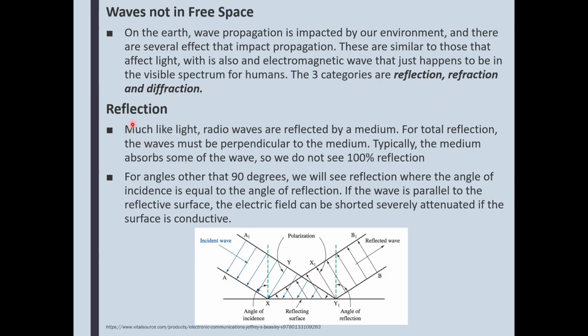Okay, let's move on here. Reflection. Much like light, radio waves can be reflected by a medium. For the total reflection, the wave must be perpendicular to the medium. Typically, the medium absorbs some of the wave, so we do not see 100% reflection. If this is the medium here, the light source hits and it just bounces back. Okay.